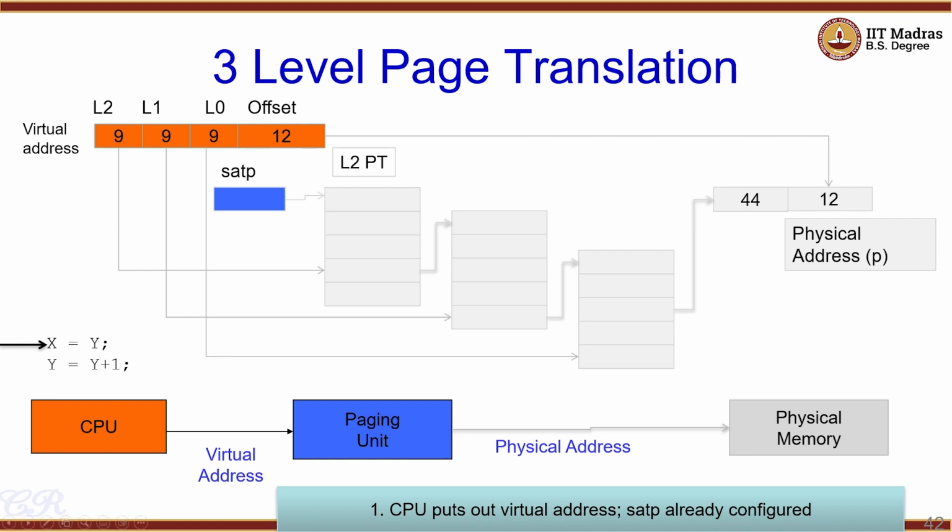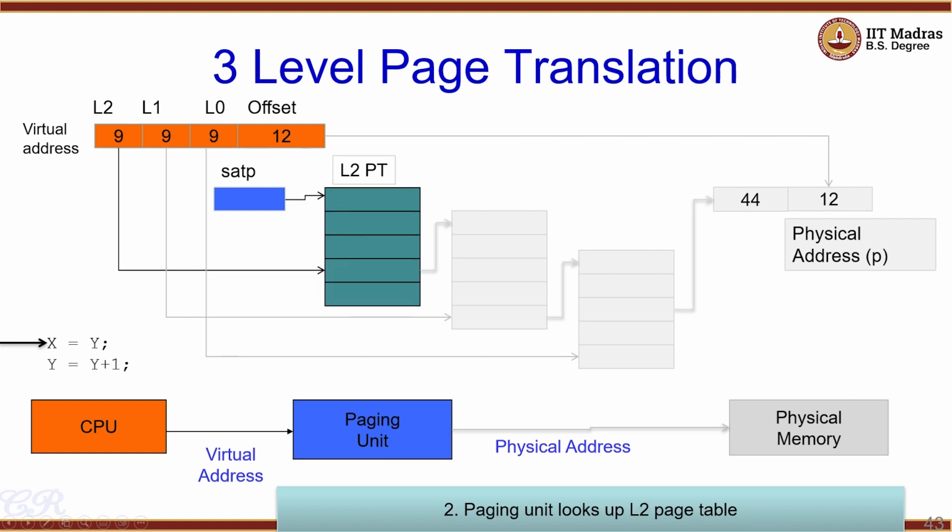And for this, it would create a virtual address corresponding to the address of Y, and emit this particular virtual address on the address lines, right. The memory management unit would then use the SATP pointer to identify the top level page directory, or the L2 page table in this case, and use the top 9 bits to index into this particular page table. Now this page table would have a 44-bit pointer to a second level page table, which is here.